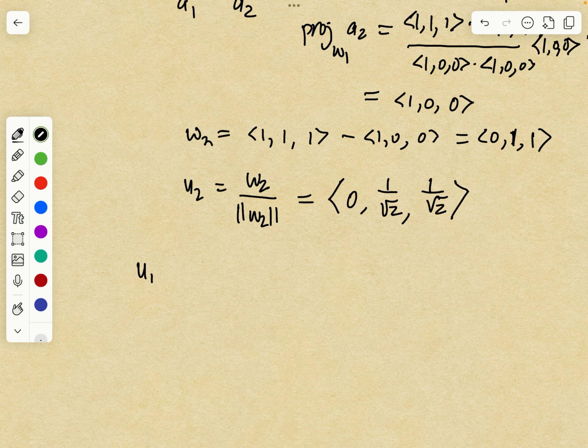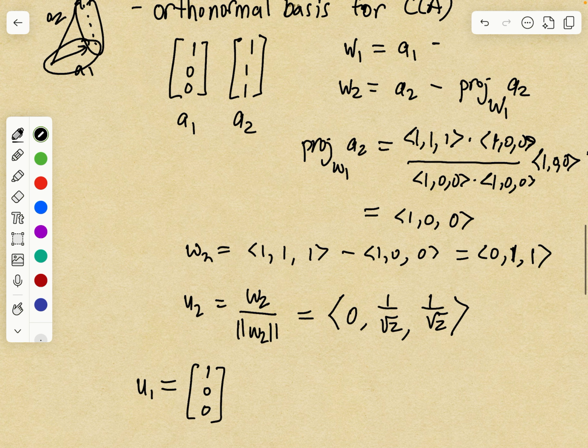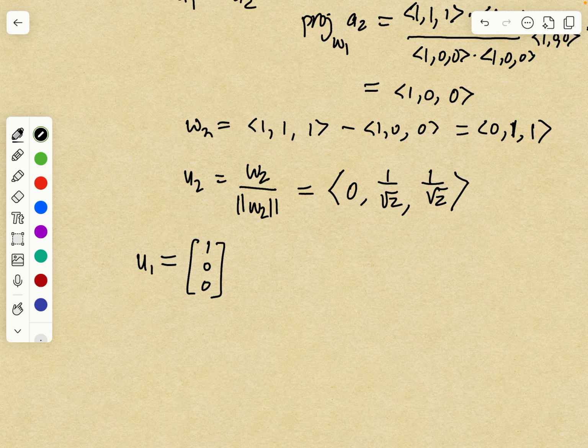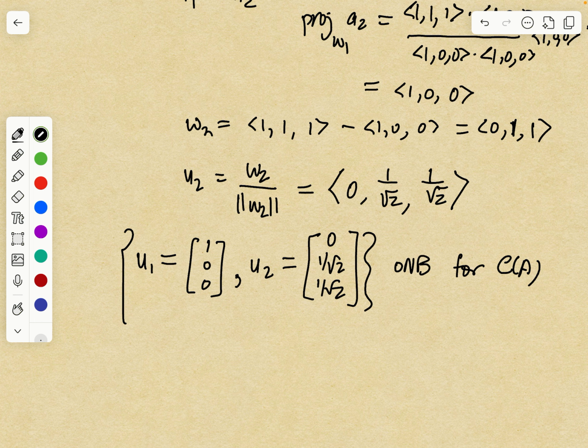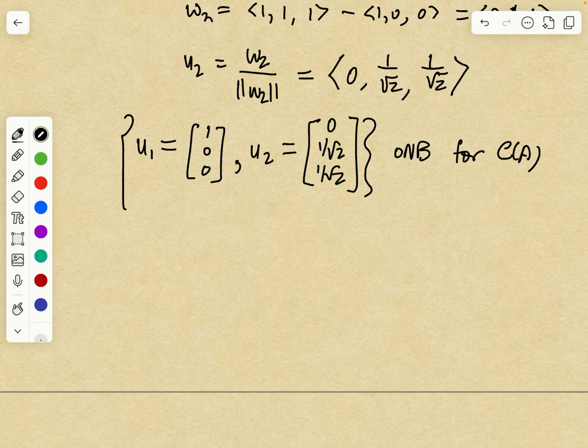So now we have our basis. U1 is 1, 0, 0. So remember, this is equal to A1 because A1 already has unit length. So U1 is 1, 0, 0, and then U2 is 0, 1 over root 2, 1 over root 2. That's our orthonormal basis for the column space of A, this set. And now we're ready to just use the formula. So step 2 is to find the projection of B onto the column space of A.